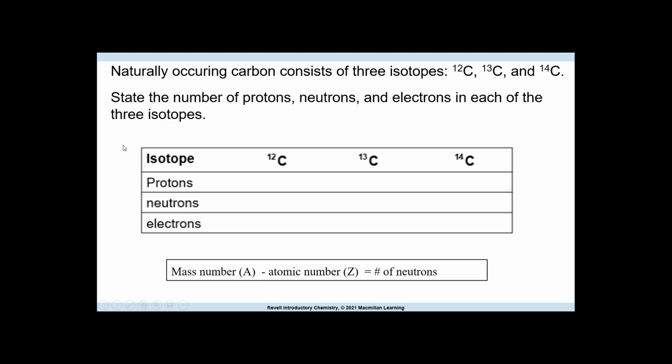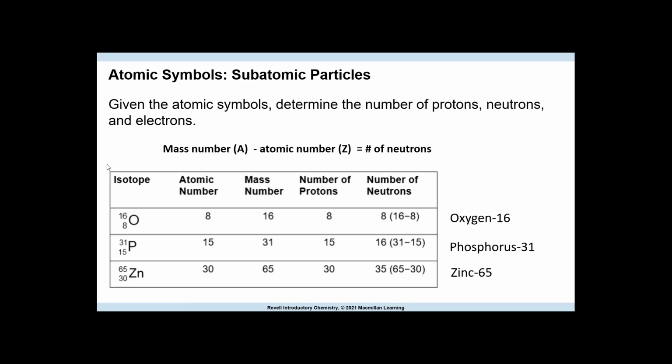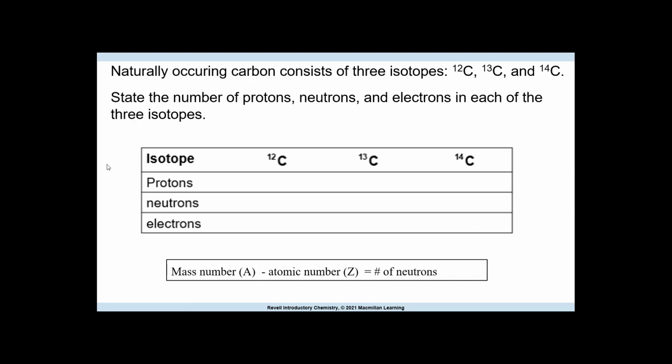Okay, so let's do another one. Naturally occurring carbon consists of 3 isotopes. We have carbon 12, which is how you say it, so it would match how you write it out right here. We have carbon 12, carbon 13, and carbon 14. State the number of protons, neutrons, and electrons in each of these isotopes. This is not difficult. This is very easy based on the information I've given you.